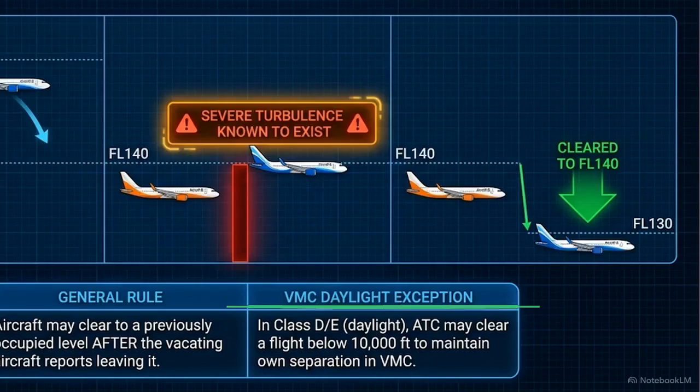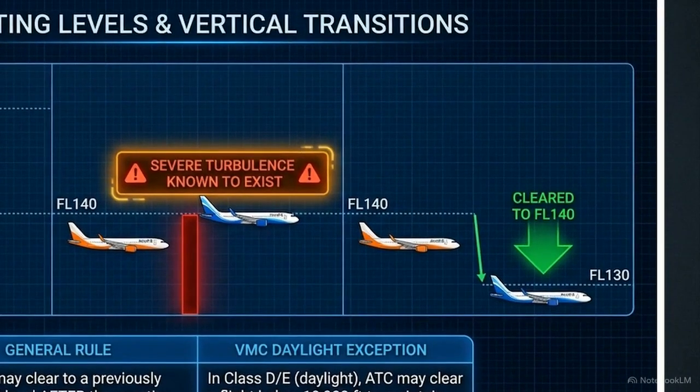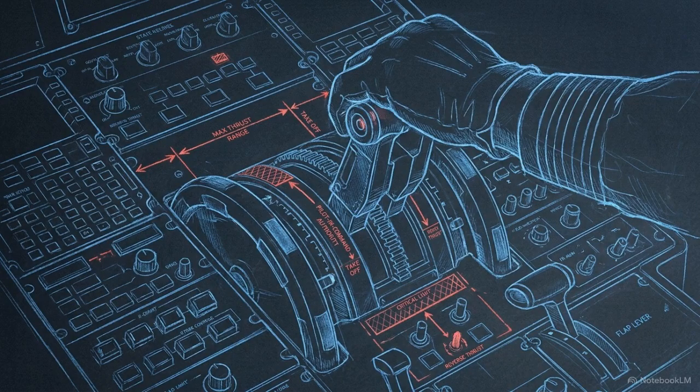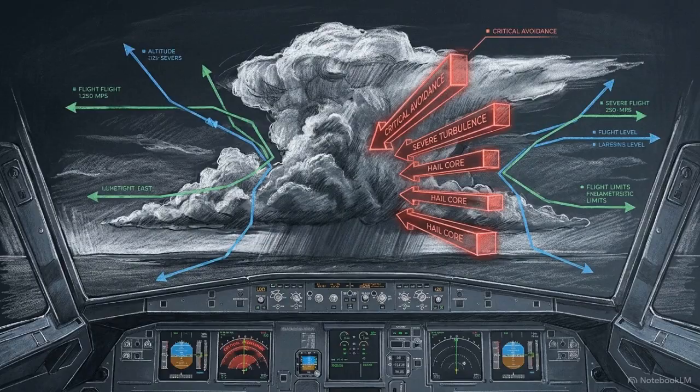In specific cases, ATC may clear a controlled flight to maintain its own separation from one other aircraft while remaining in visual meteorological conditions. This clearance is subject to 3 mandatory limits. It only applies in Class D and E airspace. It can only happen during daylight hours, and the specified portion of the flight must be at or below 10,000 feet. Shifting to visual separation transfers the ultimate collision avoidance authority directly into the cockpit. It requires perfect, instantaneous judgment of meteorological limits by the flight crew.